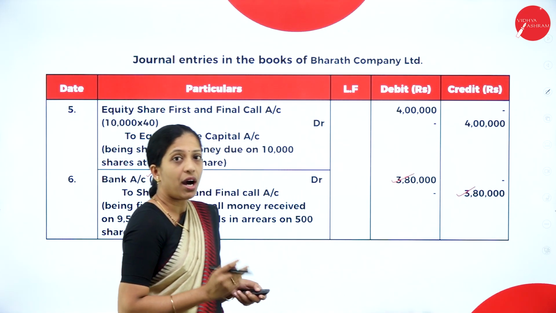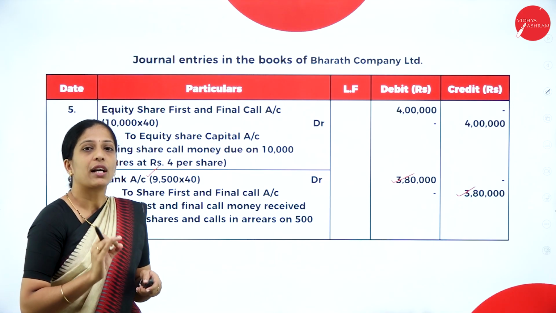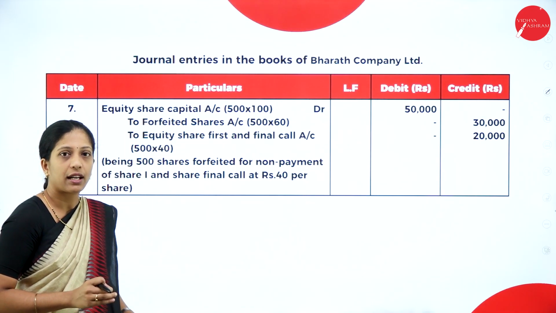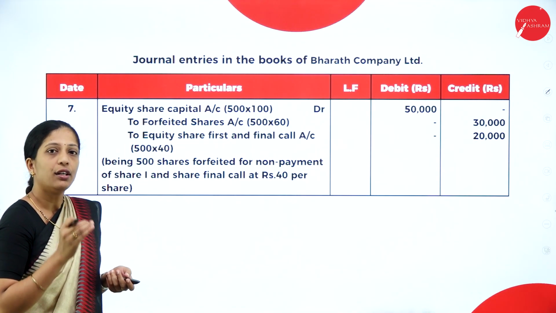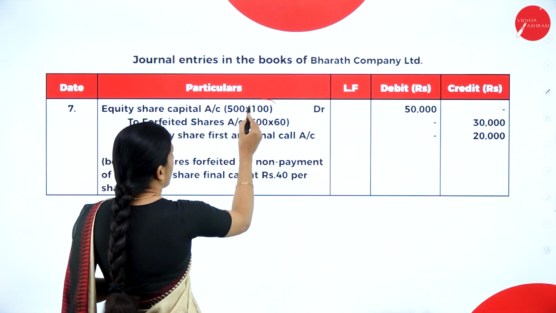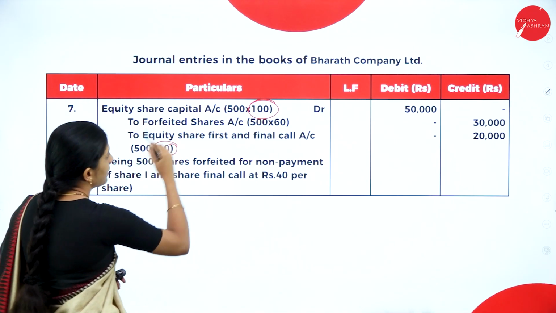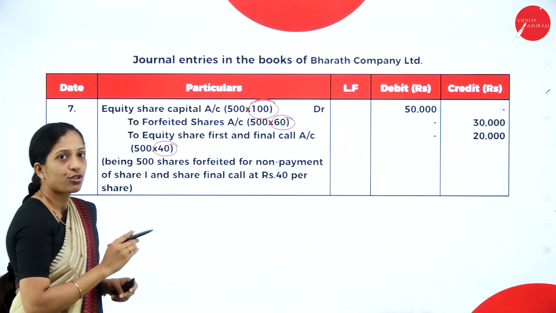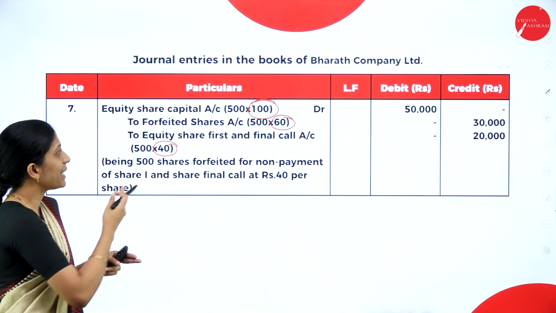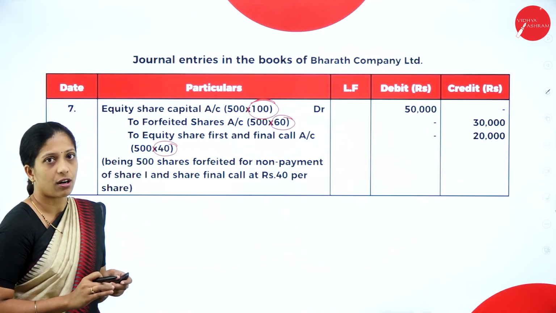Now whatever the amount, that is 500 shares, we have not received the first and final call money, we are going to forfeit those shares. So your entry remains same, equity share capital account debit to forfeited shares account and to share first and final call account. So 500 into 100, this is the actual amount to be received, where we have not received 40 rupees, which means that we received 60 rupees. So this is how you are going to transfer, same like your earlier problems. So how many shares forfeited? 500 shares forfeited for not paying first and final call money.